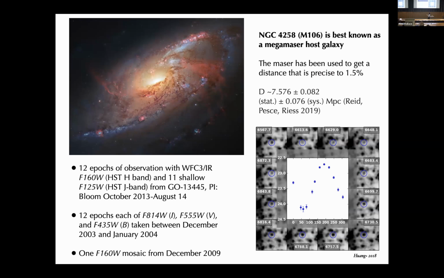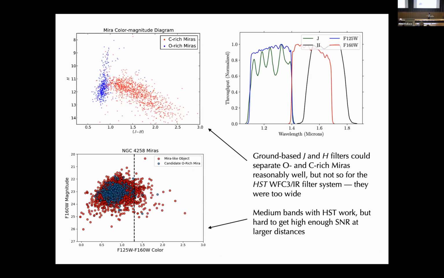And the result is that we were able to find stars that were clearly varying in magnitude, as you can see here. And this is the light curve of one example star. So this project was our first time trying to look for Miras for a PL relation with HST, so it was very exploratory.